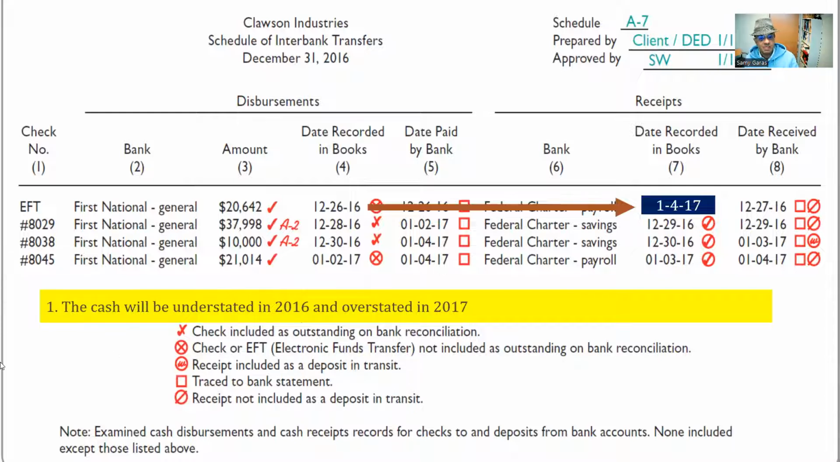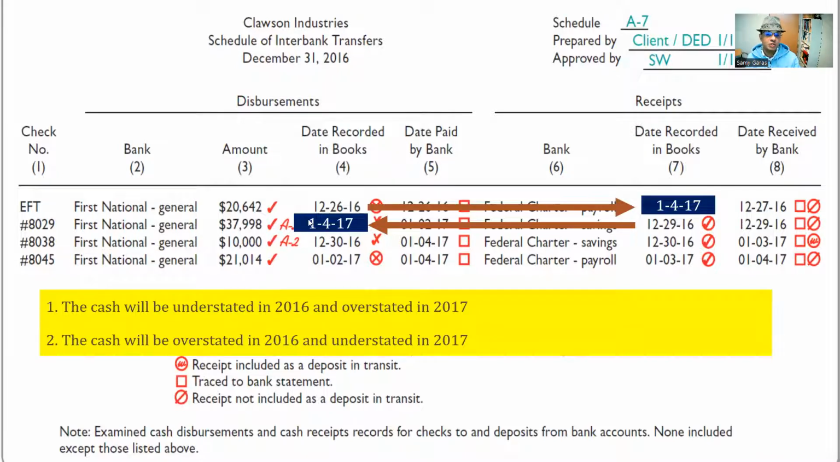So if the disbursement happened in one year and the receipt happened in the following year, it will understate the cash in the prior year and overstate the cash in the following year. The opposite might happen, that you might receive the cash in 2016, but you pay it in 2017. The result will be quite the opposite: 2016 will be overstated because the cash receipt happened in 2016, and it will be understated in 2017 because the payment happened in 2017.